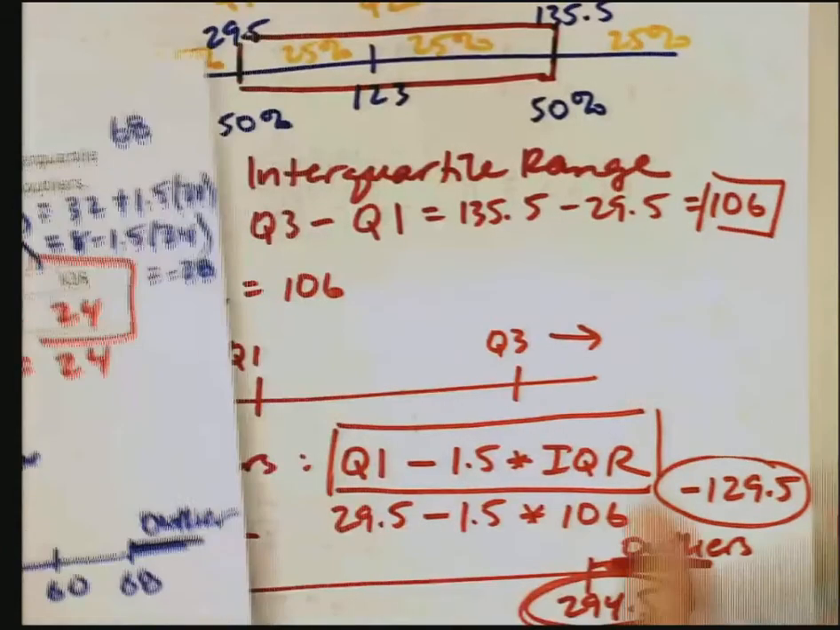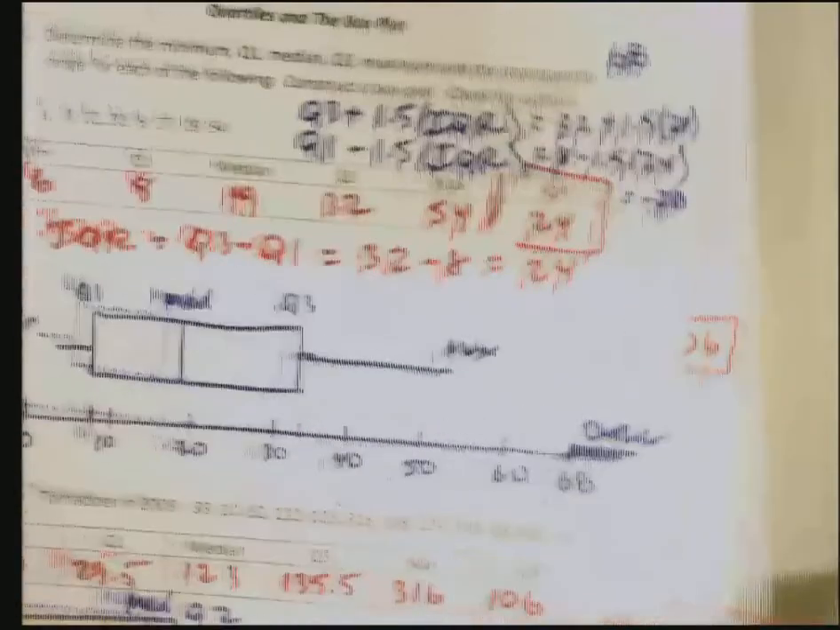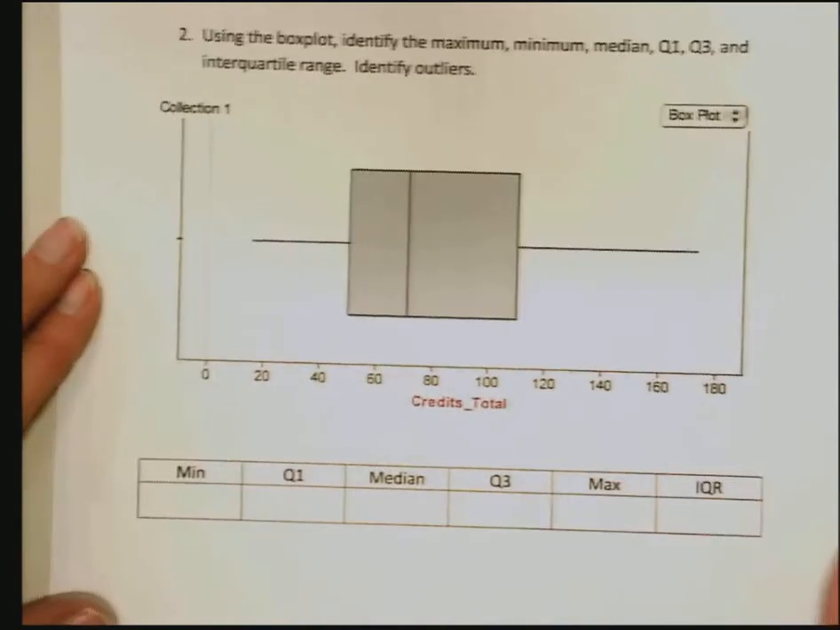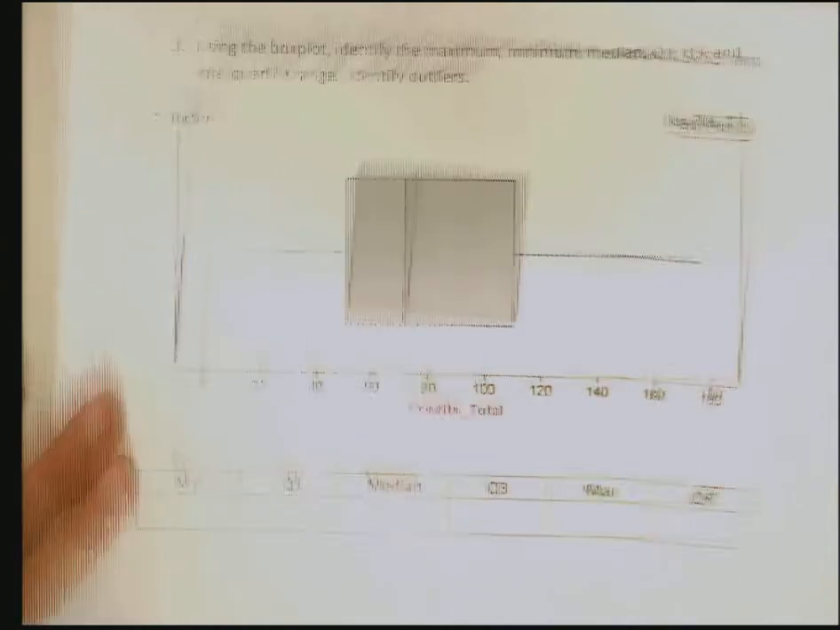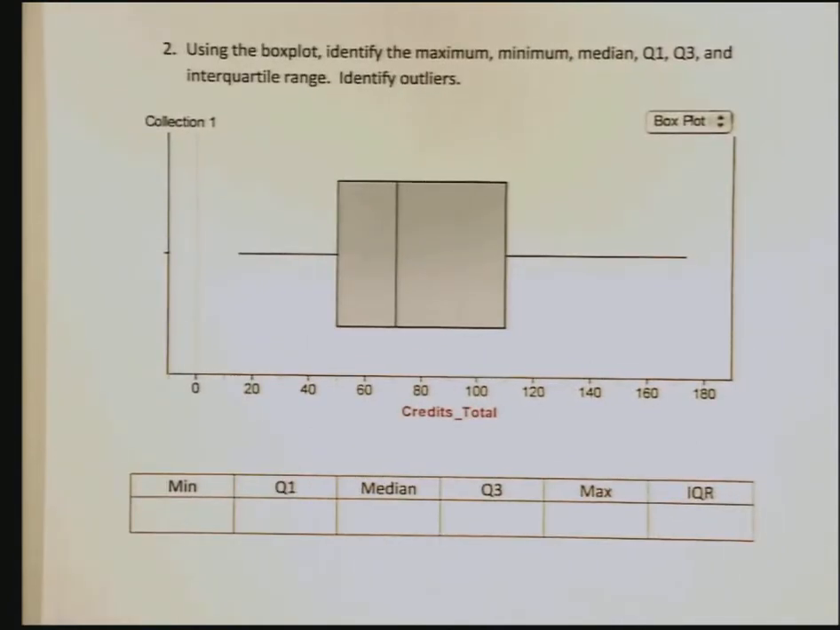Okay, let's go ahead and take a look at number 2. Number 2, so you're going to see this in your homework. Number 2 actually starts us backwards, so it gives us a box plot to start off with, and it asks us to identify the quartiles and the minimum, maximum, median, and the interquartile range.